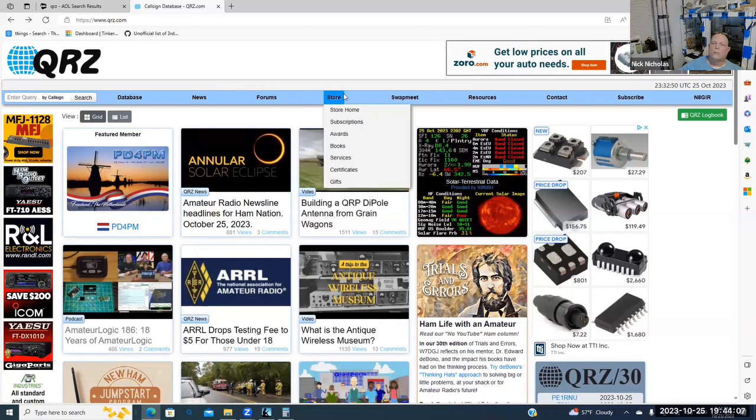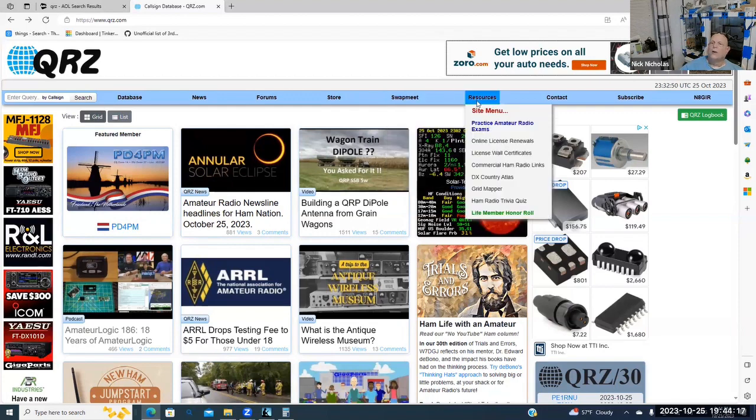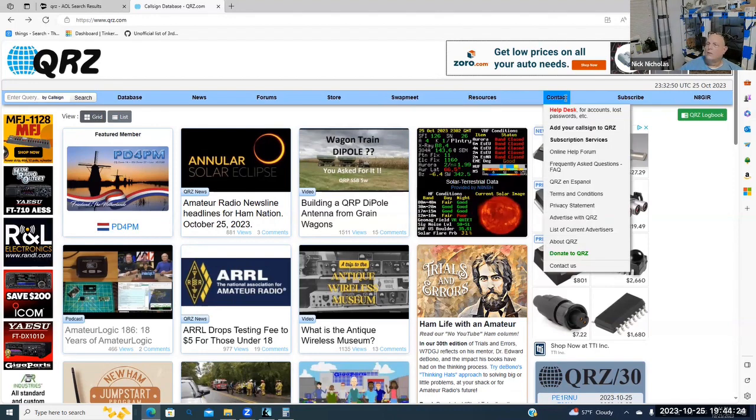Of course, there's a store for books and things. There's a list of amateur radio swapping shops, so you can find them in your area. And the swapping shops will also include testing sessions in your area. And there are a number of resources here that you can utilize. A lot of amateur radio contests and things that require verification, they do it through this web page.